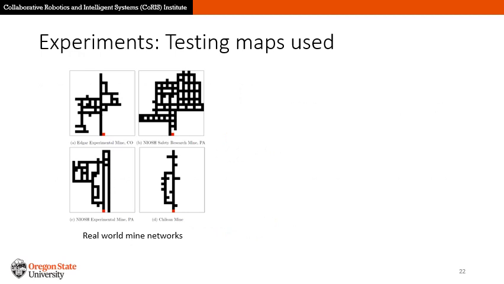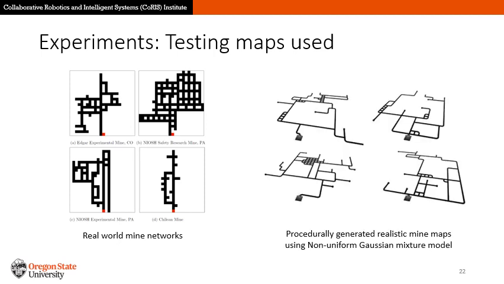We test our approach on 4 real-world mine networks as shown in the figure. We train and test our approach on procedurally generated realistic mine maps as illustrated in the right figure. We generate these maps using non-uniform Gaussian mixture models.